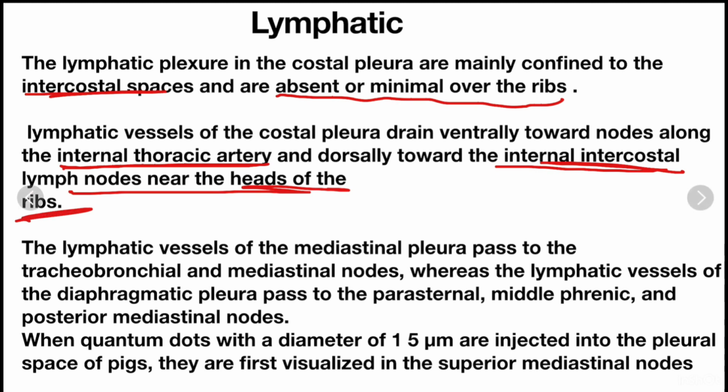Okay. Then they are telling that the lymphatic vessels of the mediastinal pleura pass to the tracheobronchial and mediastinal nodes, whereas the lymphatic vessels of the diaphragmatic pleura pass to the parasternal, middle phrenic, and posterior mediastinal nodes. When quantum dots with a diameter of 15 micrometers are injected into the pleural space of pigs, they are first visualized in the superior mediastinal node. We have already discussed these things.